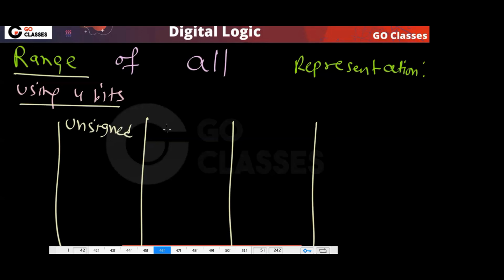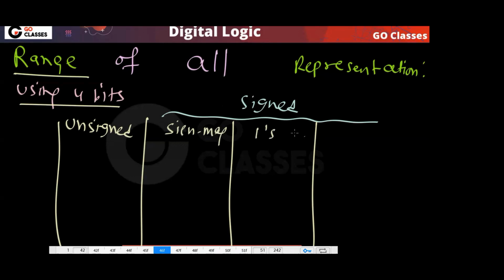If your number is unsigned, that is one category. And all these 3 categories are signed numbers. If your number is a signed number, then you have 3 categories: if it is represented using signed magnitude, or using 1's complement, or using 2's complement. So in all these situations, let's do it.